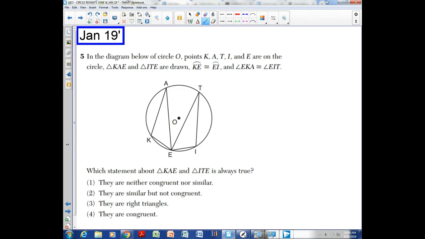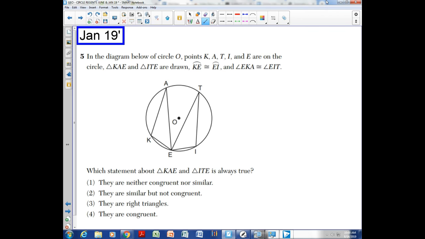January 19. Question number 5. In the diagram below of circle O, points K, A, T, I, and E are on the circle. Triangle KAE and triangle ITE are drawn. Arc KE is congruent to arc EI, and angle EKA is congruent to angle EIT. Which statement about triangle KAE and triangle ITE is always true?